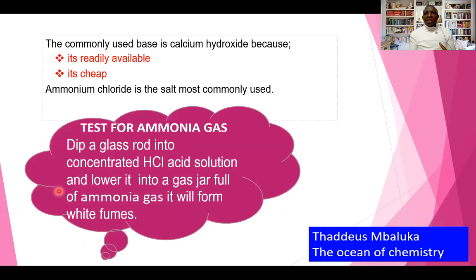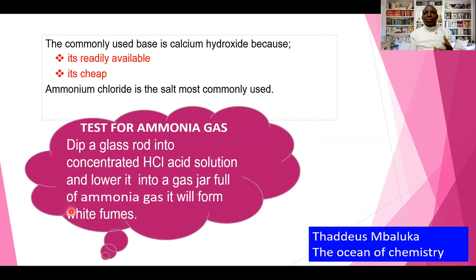So simply we say, for the test for ammonia, you expose it to hydrogen chloride gas, and formation of white fumes indicates the presence of ammonia gas. The white fumes are a result of a reaction between hydrogen chloride gas and ammonia to form ammonium chloride, which appears as white fumes. On cooling, it forms ammonium chloride, which is a white solid.